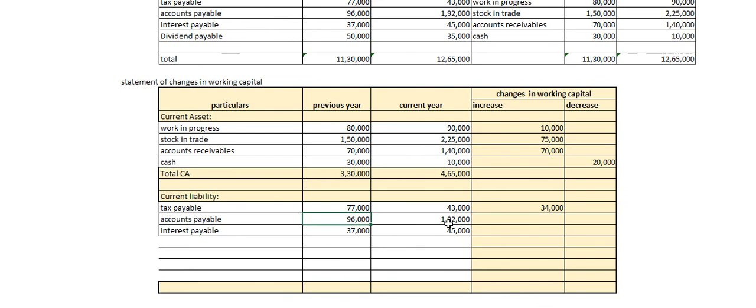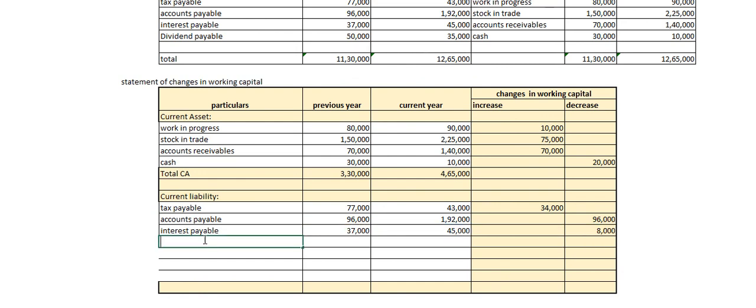Accounts payable, last year it is 96, this year it is 1,92, which has increased. So you will show it up in your decrease column. So 1,92,000 minus 96,000. Interest payable, last year it is 37,000, the current year it is 45,000. So it has again increased. So you will show it up in your decrease column, which is 45,000 minus 37,000. So the amount that you get is 8,000.